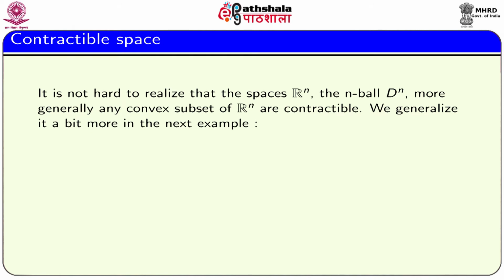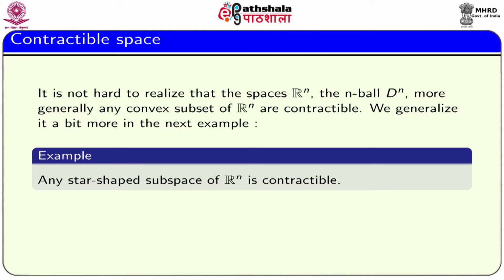It is not hard to see that R^n is contractible, the n-ball in R^n is contractible, which is definitely a convex subset of R^n. In fact, any convex subset of R^n is also contractible. So, we generalize it a bit more in the next example. If we take any star-shaped subspace of R^n, then it is contractible.